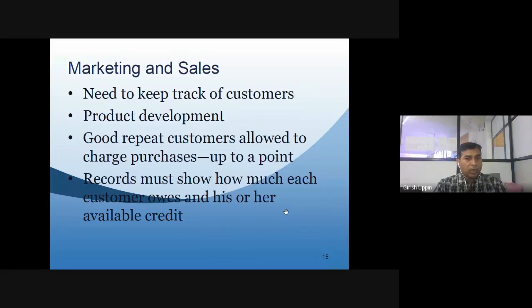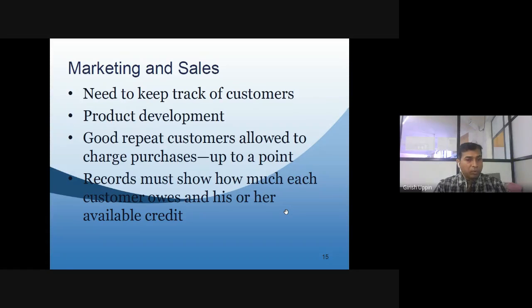Need to keep track of the customers. Their job is to make sure that all the customer information is available, and they keep checking with the customers if they have any need for any kind of product. Then product development. Good repeat customers are allowed to charge purchases up to a point. So having good repeat customers is going to benefit the organization.